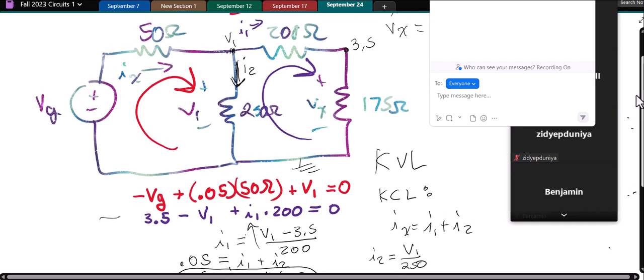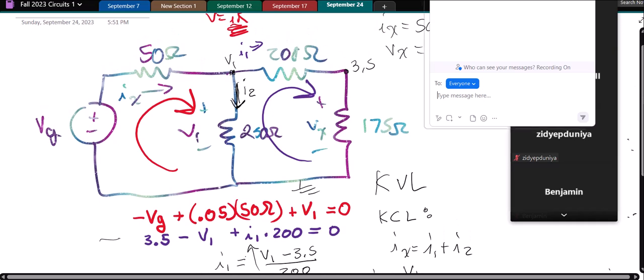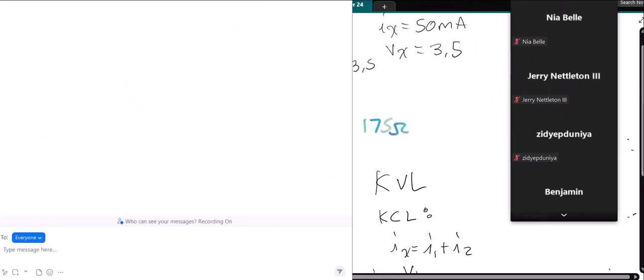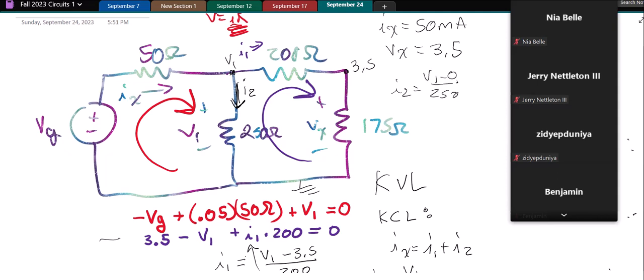So let's see. If anybody else has any questions about something, it would help me figure out what I might have messed up. So I have IX going in, I2 and I1 going out. I2 equals V1 minus 0 over 250. Did I copy the circuit right? That's 200, that's 175. Vx is 3.5.